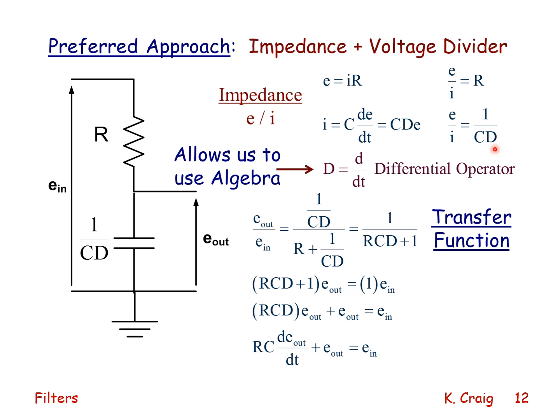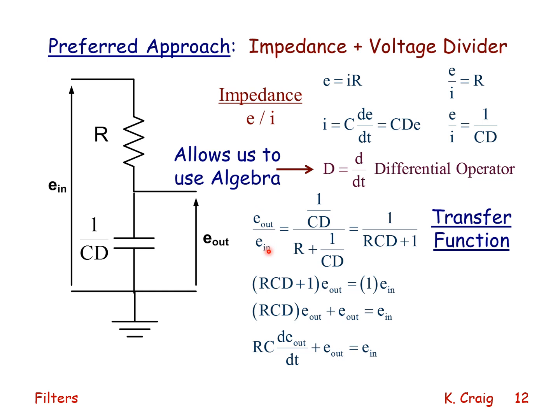When we use D to represent the derivative, we are then moving from the domain of differential equations to the domain of algebra. So everything that follows now is algebra. If I solve for E out over E in using my voltage divider equation, E out is equal to 1 over CD divided by R plus 1 over CD times E in.